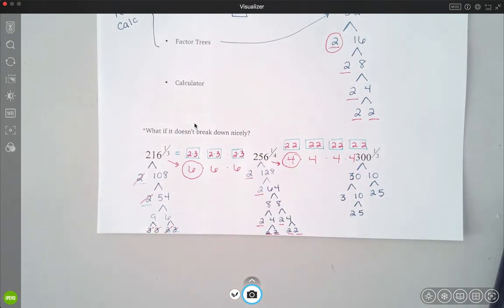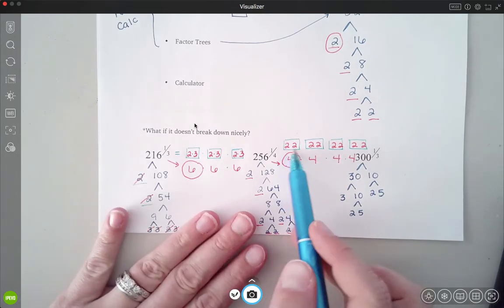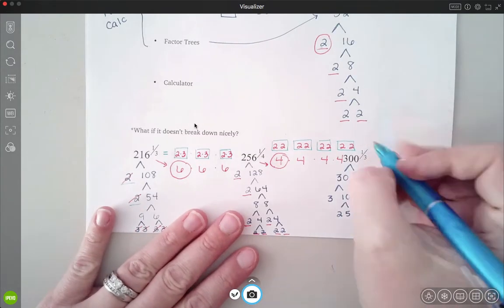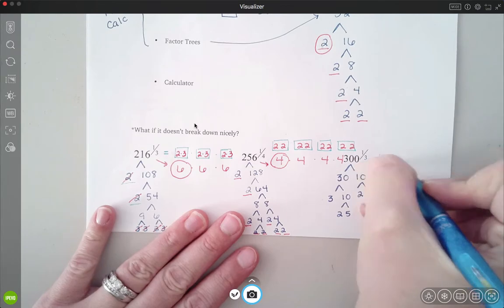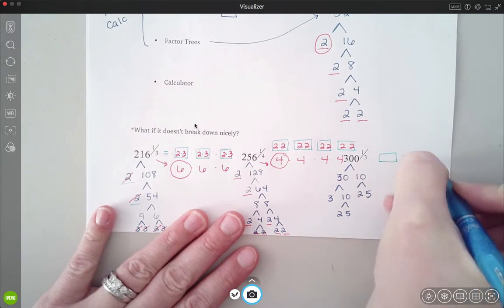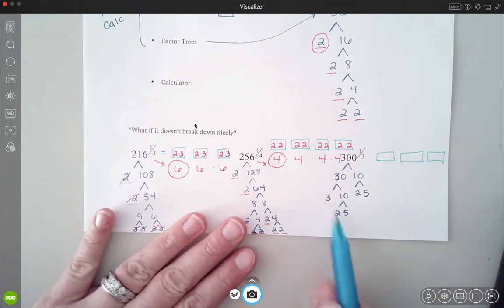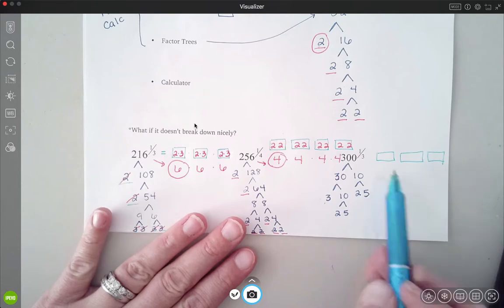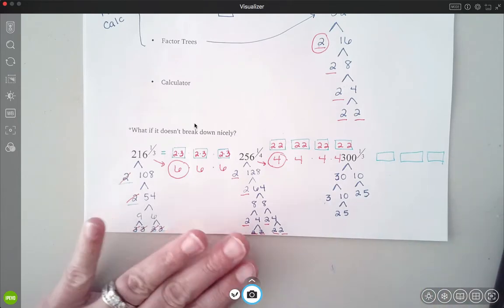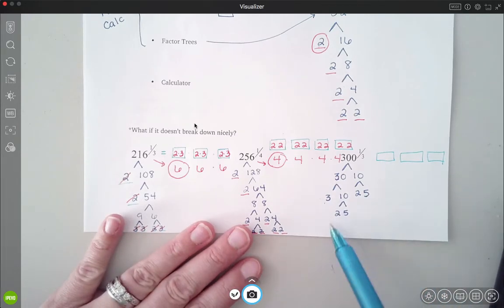Okay, but what happens if it doesn't even split into the boxes nicely? So for 300 to the 1/3, I need 3 boxes. And I have a 3, a 2, a 5, a 2, and a 5. There is no nice way to put those in these boxes so that all the boxes are the same. I have 2 2s, I have 2 5s, and a 3. There's no way all 3 of those boxes are going to work.